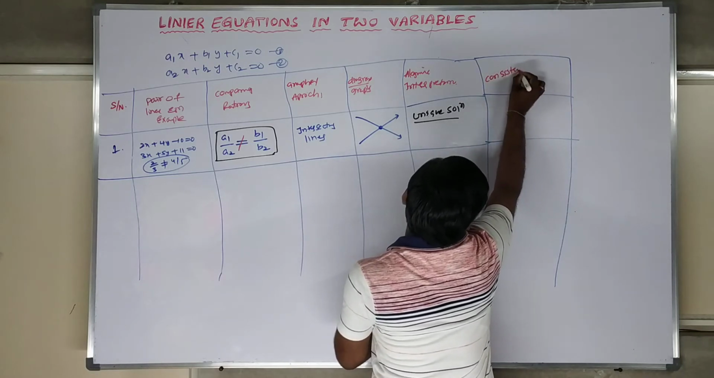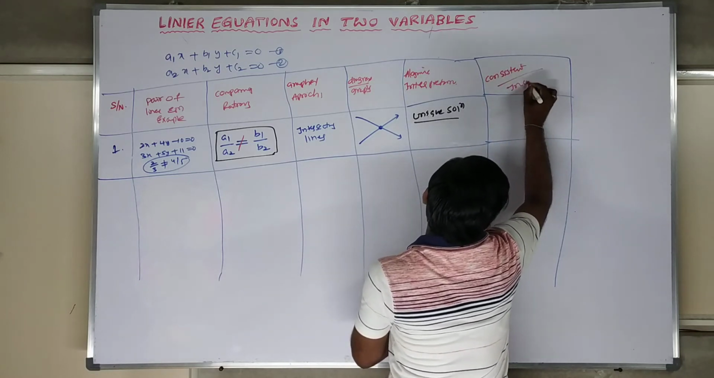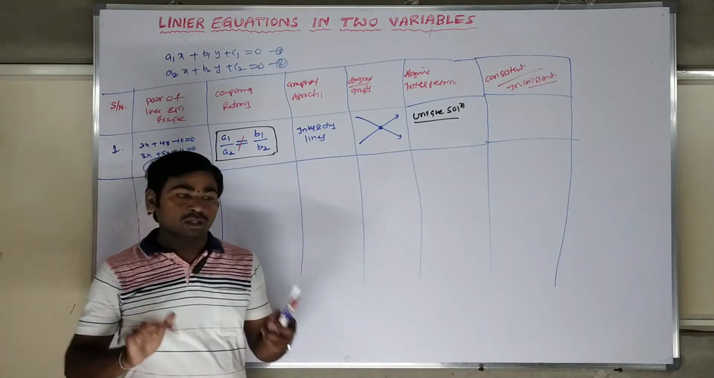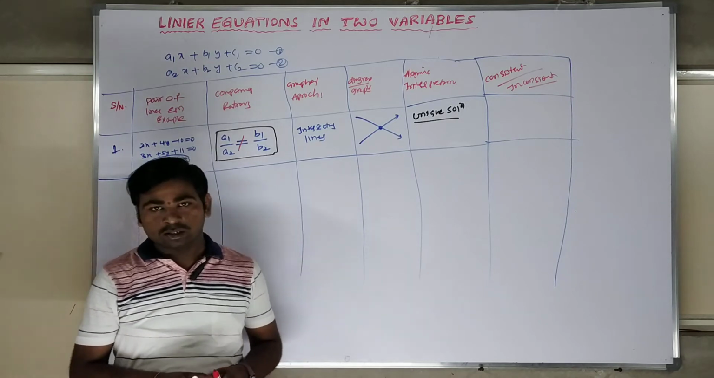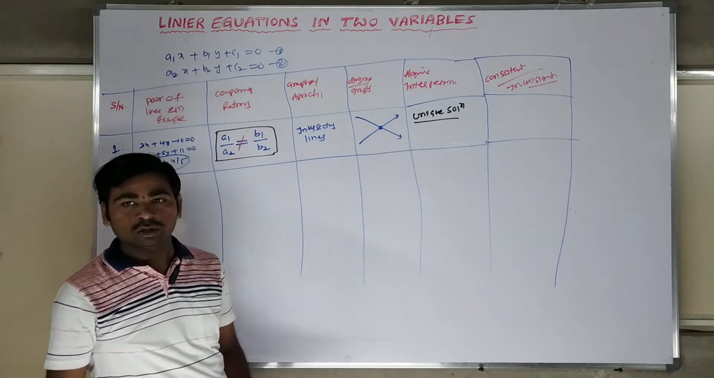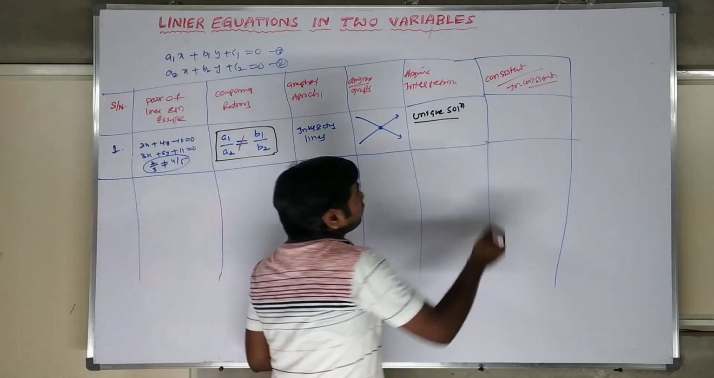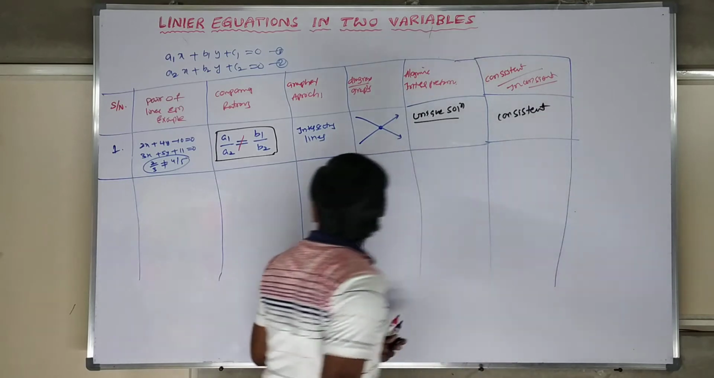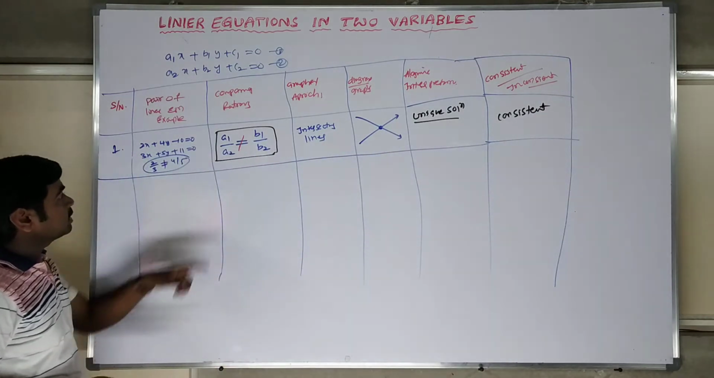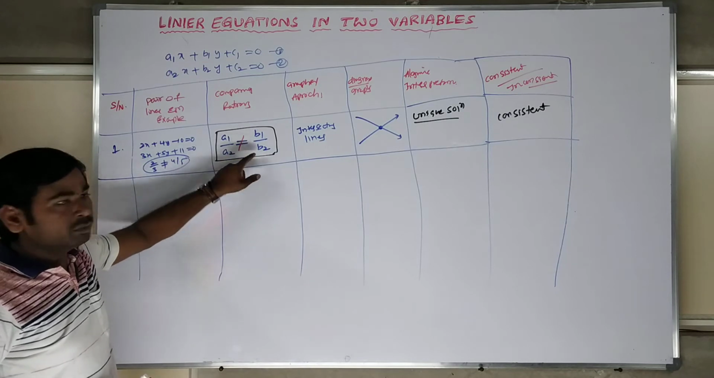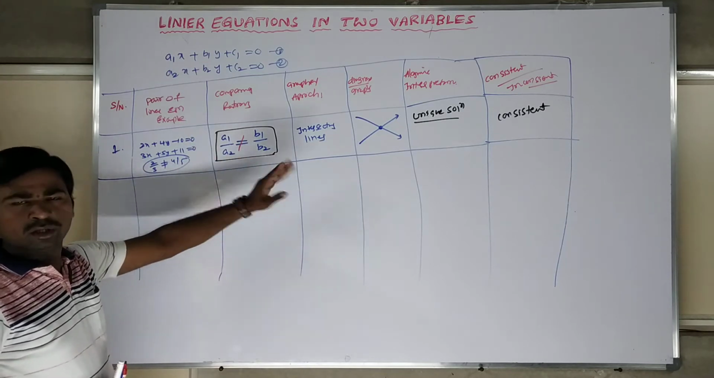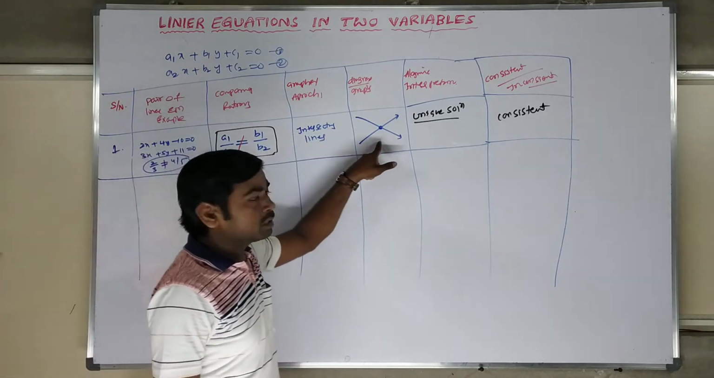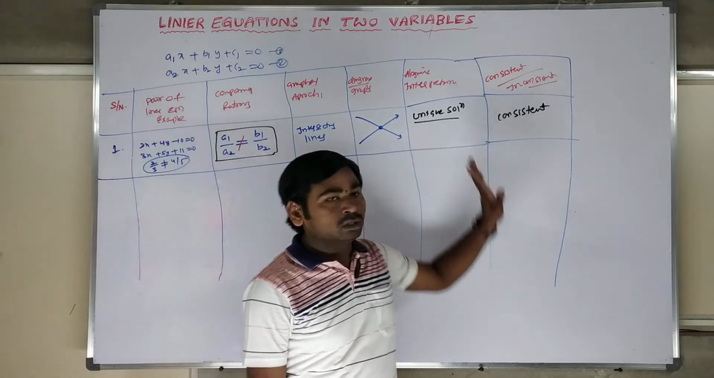Consistent or inconsistent. Consistent means the equations have a solution. So it has a unique solution, nothing but the solution exists. Therefore it is consistent. This is the first case: check a1 by a2, it is not equal to b1 by b2. Then stop, there is no need to go for c1 by c2, irrespective of c1 and c2. Leave it out. Intersecting lines, the lines will come like this. Unique solution. Consistent.